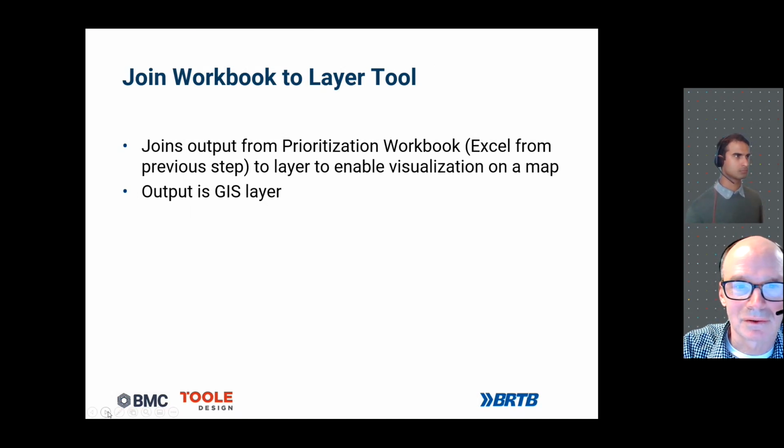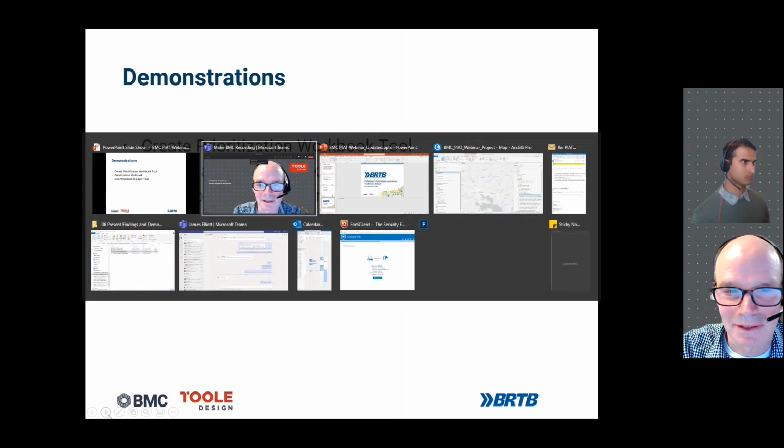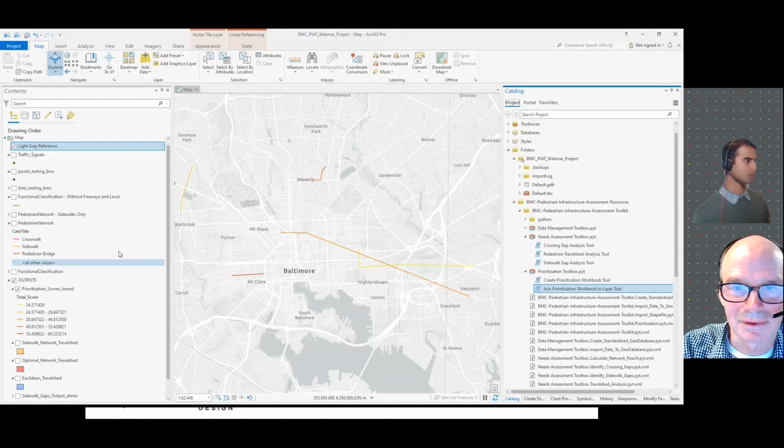And finally, the Join Workbook to Layer tool allows you to join the output from the prioritization workbook in Excel to the layer, so back to ArcGIS Pro, where you can analyze it. And now I'm going to turn it over to my colleague Thaja again to demonstrate these tools.